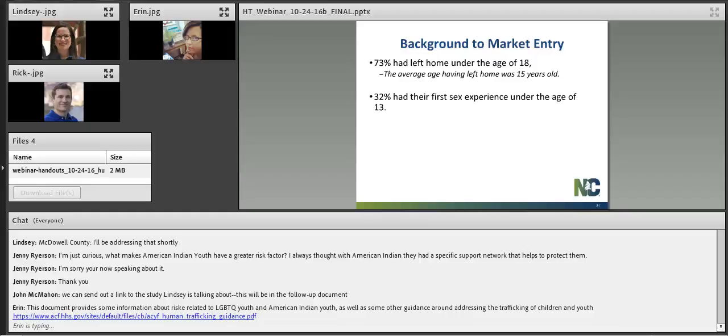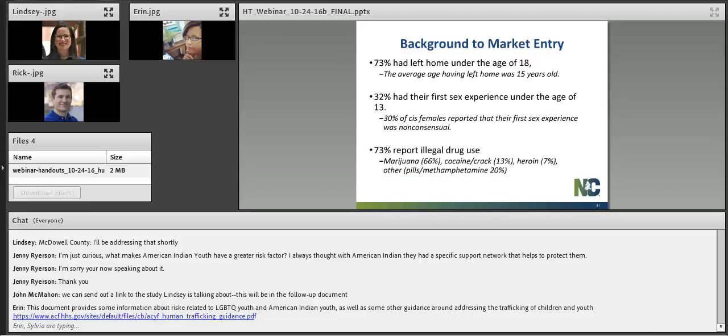That sort of underscores what Erin and I have been talking about, that survival sex that happens initially in the beginning. 32% of them reported their first sex experience occurred under the age of 13, and 30% of cisgender females reported that their first sex experience was non-consensual. So again, going to those risk factors with children and youth that Erin's been talking about.